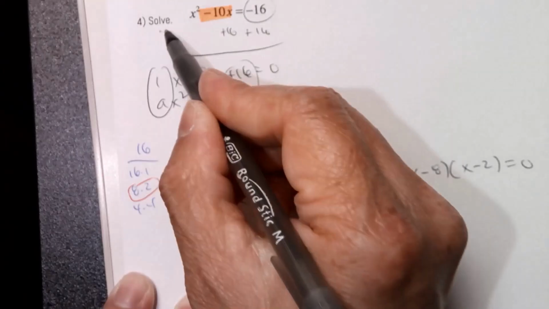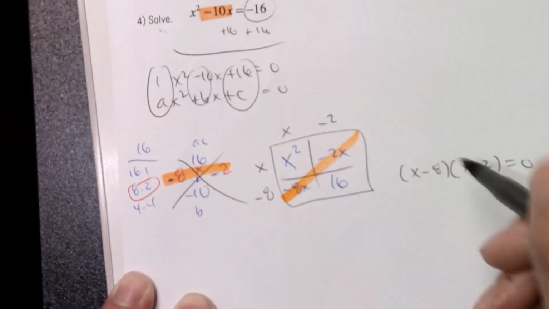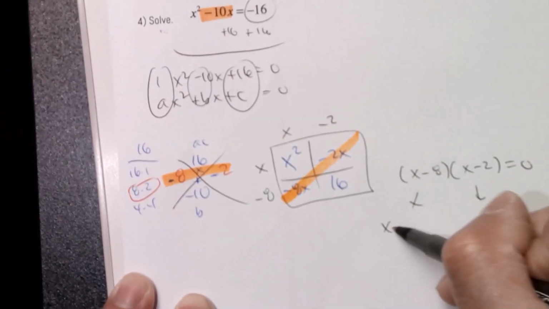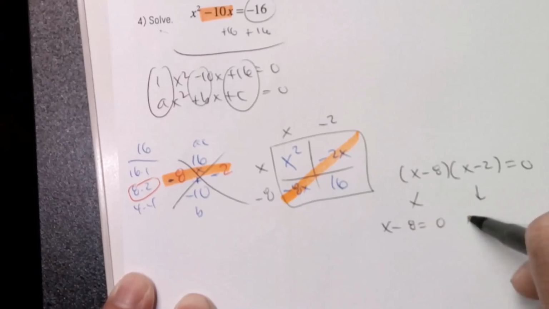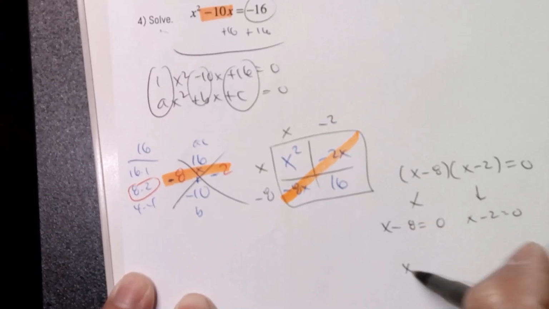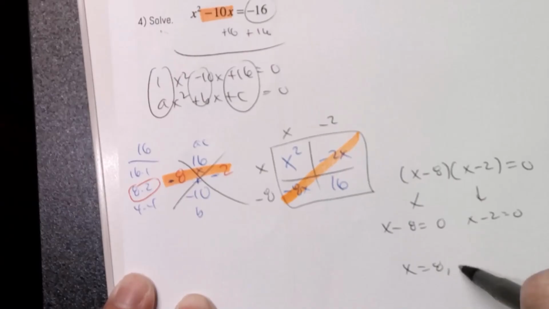Now this one tells me to solve, so that means I have to set it equal to 0. x is equal to 8 and x is equal to 2 is our answer.